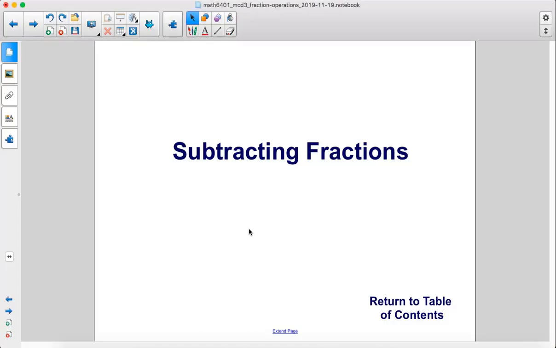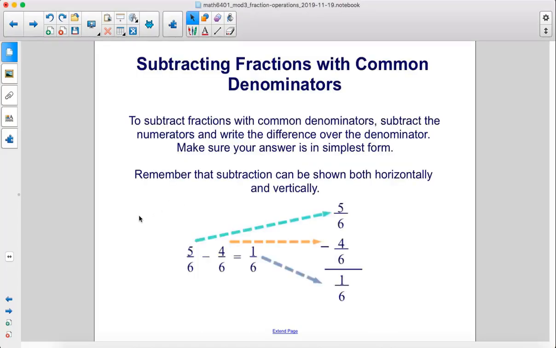Subtracting fractions. To subtract fractions with common denominators, subtract the numerators and write the difference over the denominator. Make sure your answer is in simplest form.